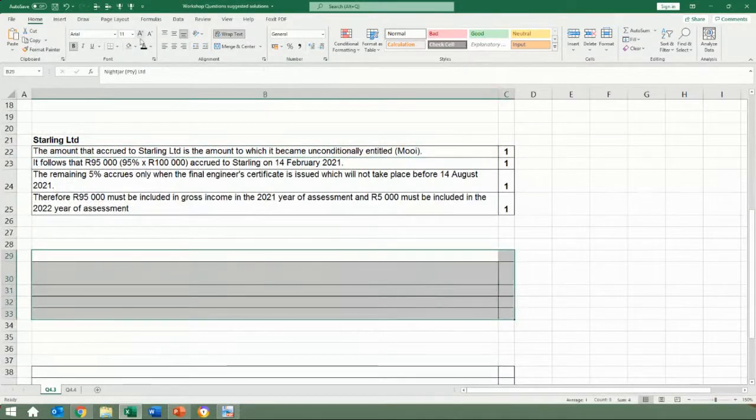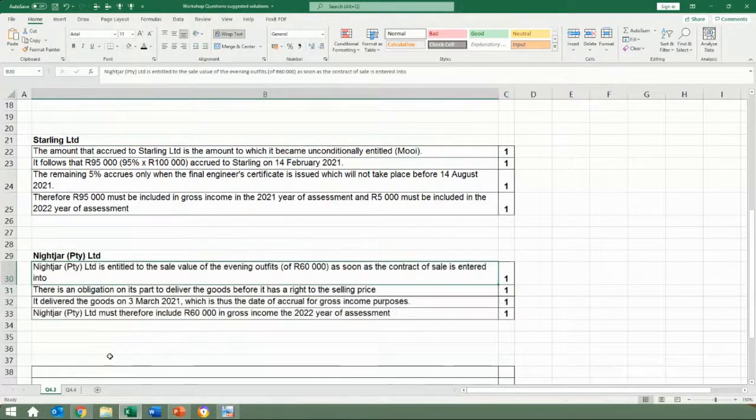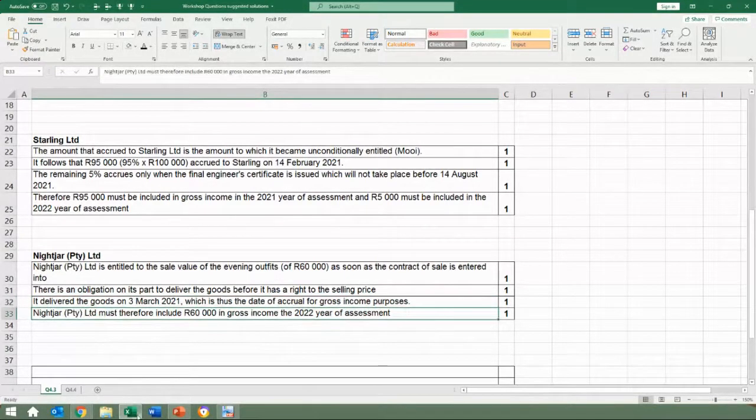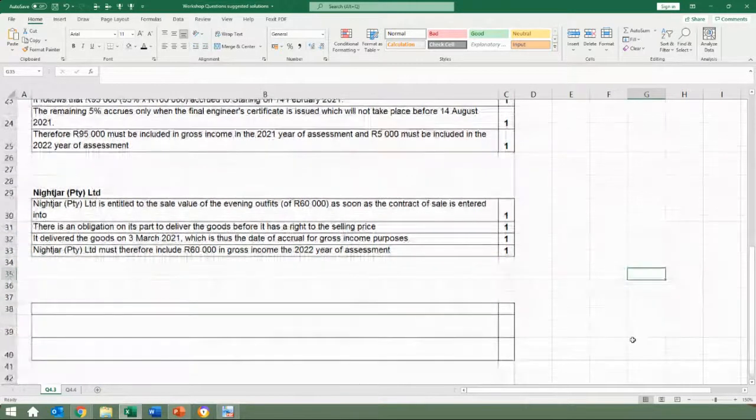If we look at Nightjar, we said Nightjar is entitled to the sale value of the evening outfits, which is 60,000, as soon as the contract is entered into, but they have an obligation to deliver the goods as part of that contract, and the delivery only occurred on the 3rd of March, which is thus the date of the accrual for the gross income. So we will only include it in the 2022 year of assessment for that reason.